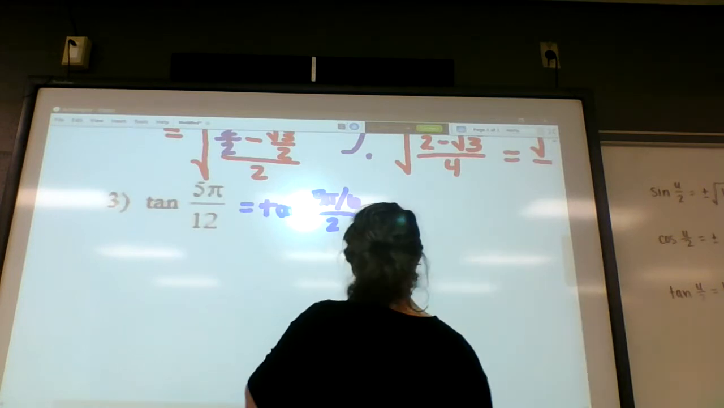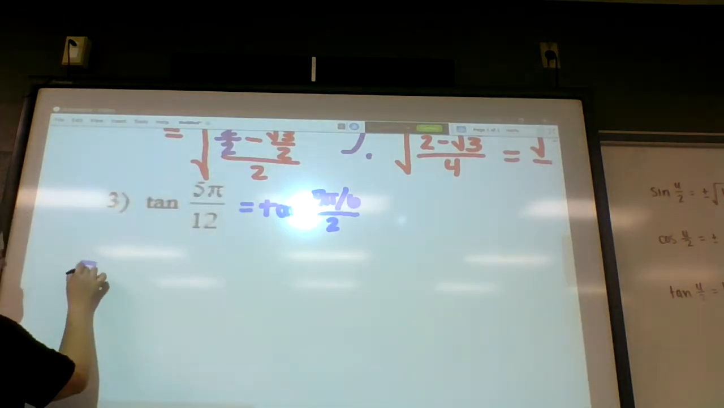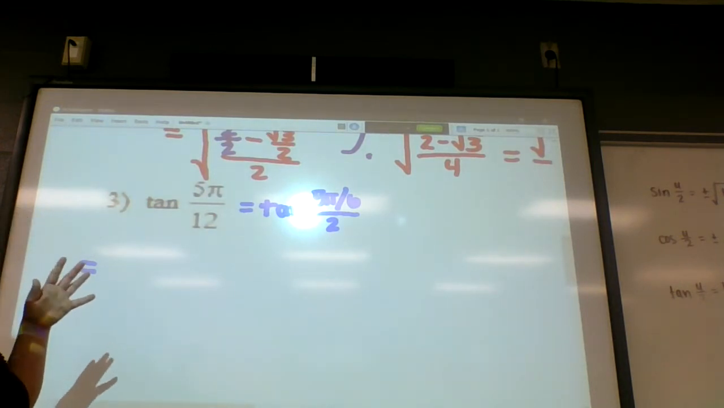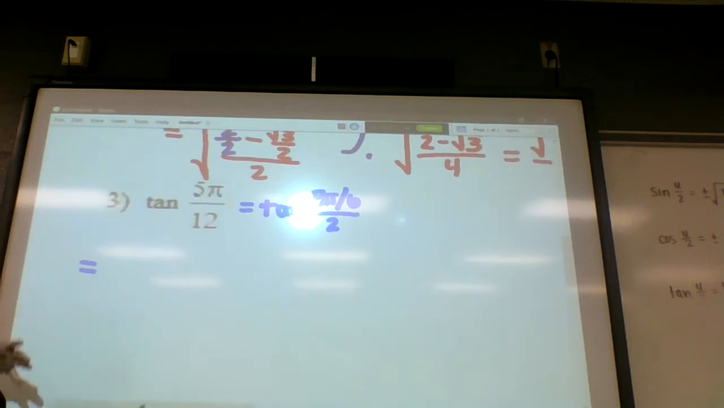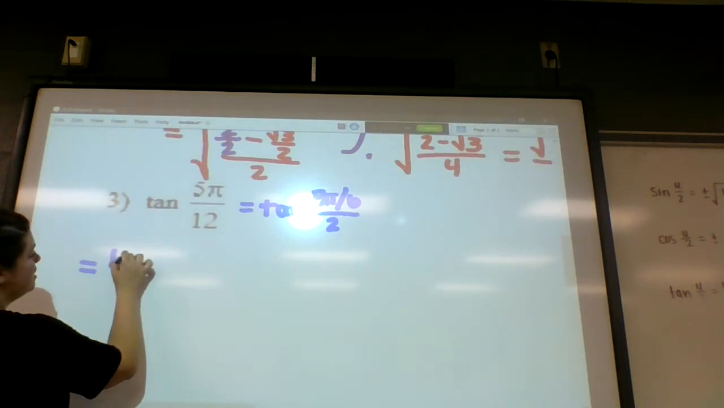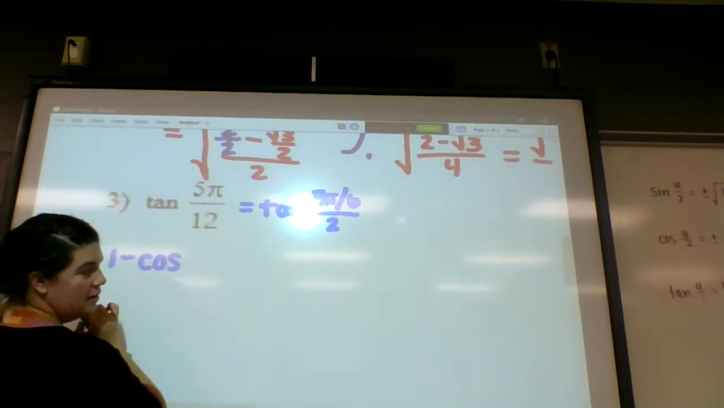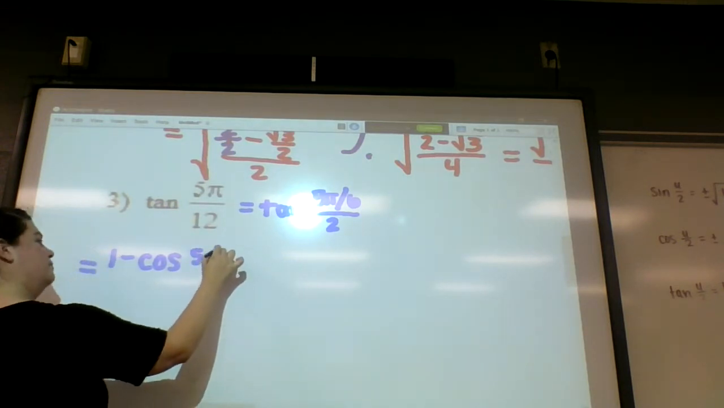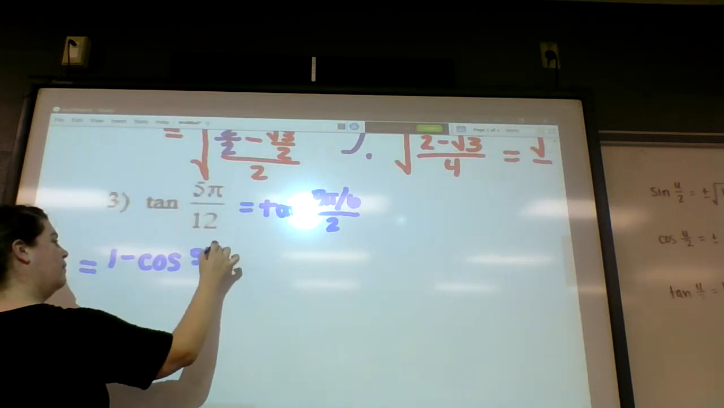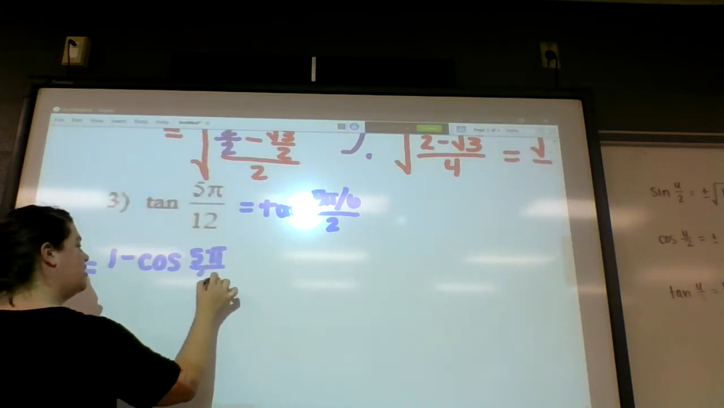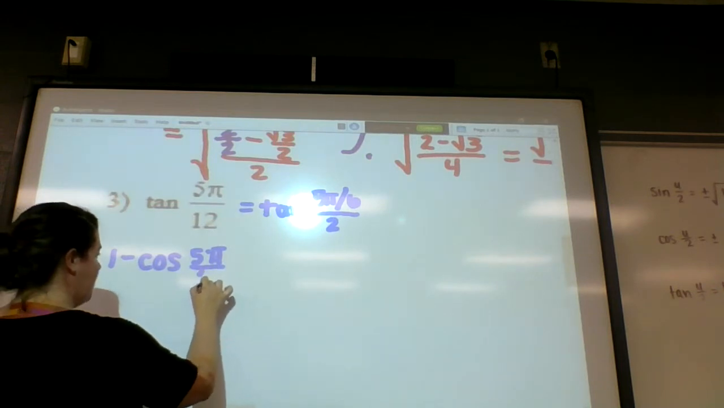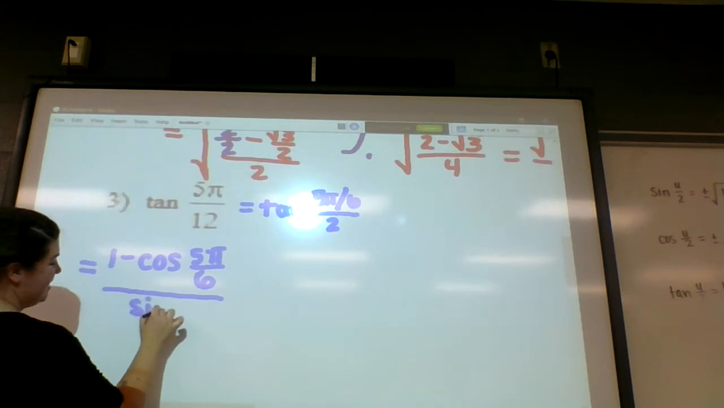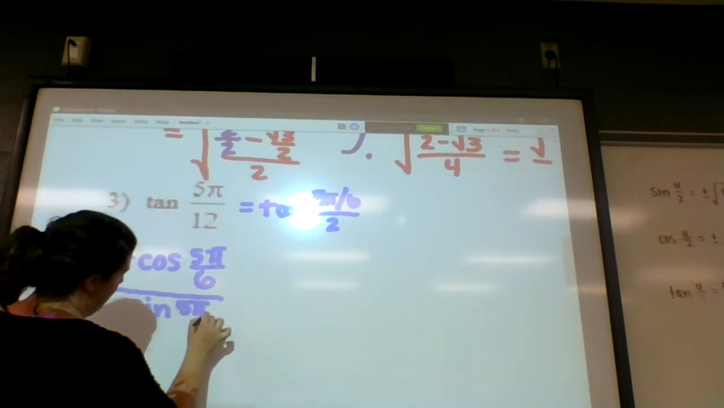So let's use the tangent formula. The nice thing about the tangent formula is that it does not have a plus or minus, right? Which means that we don't have to decide. It's going to be built into the formula, and it'll just come out as plus or minus accordingly. So this will be 1 minus the cosine of 5 pi over 6. Over 6. God, my board has decided it doesn't want to work anymore. And then all over the sine of 5 pi over 6.